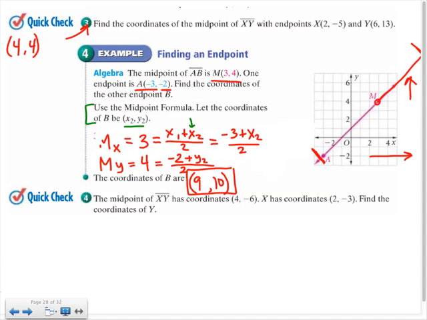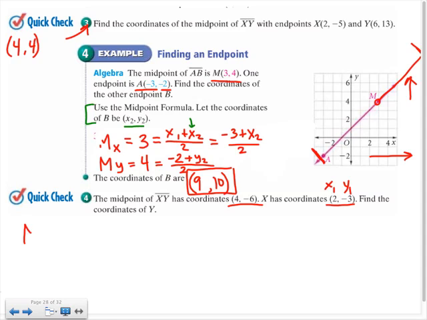Let's try another example. Practice makes perfect. In quick check number 4, we're told the midpoint of line segment XY lies at the point (4, -6). We're then given the coordinates of one of the endpoints. It sits at (2, -3). Since those are the coordinates of one endpoint, I'll go ahead and make these x1 and y1. To find the coordinates of the other endpoint, I have to use what I know about the midpoint formula.